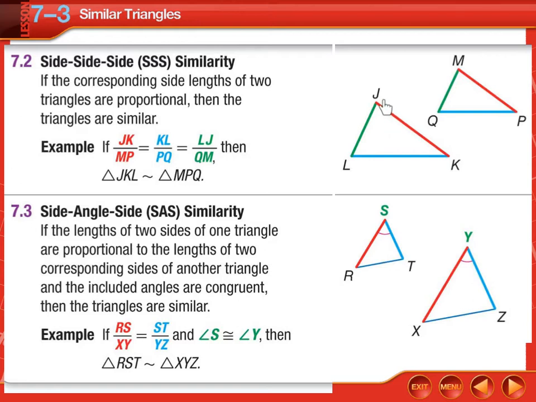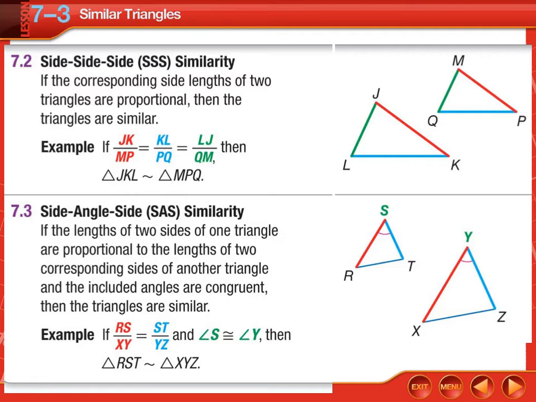So JK here is corresponding to MP. So you look at that ratio. Is that equal to KL in blue here to QP? And is that equal to the ratio of LJ to QM? And here, if they are all equivalent, then you can say by side, side, side that the two triangles are similar. And you do have to make note of corresponding order.